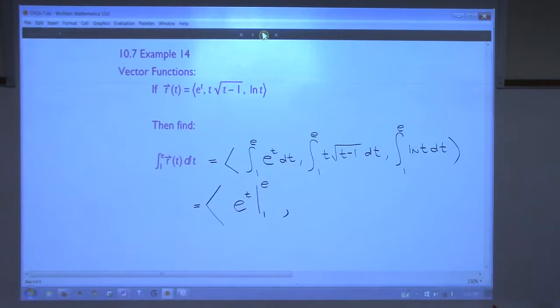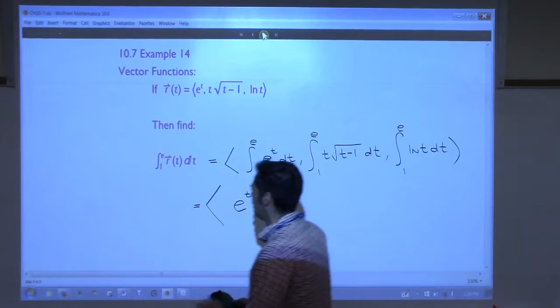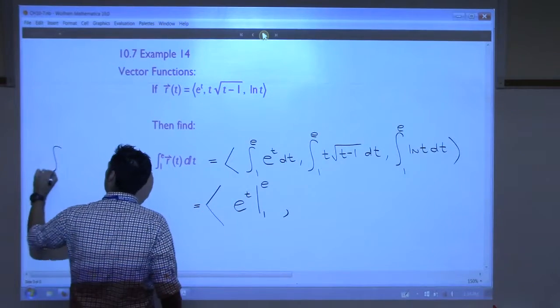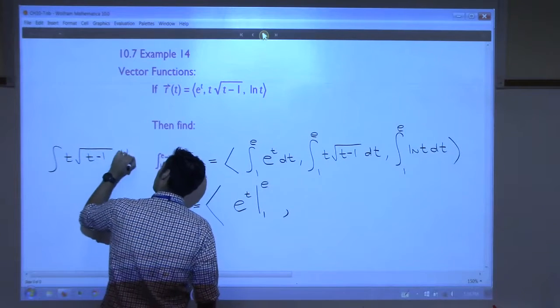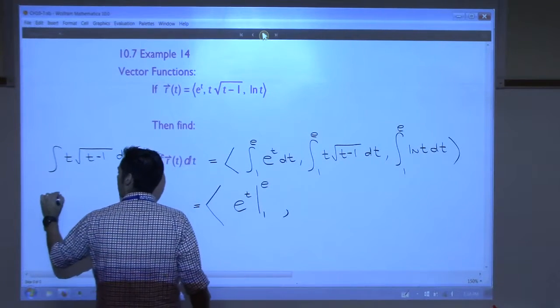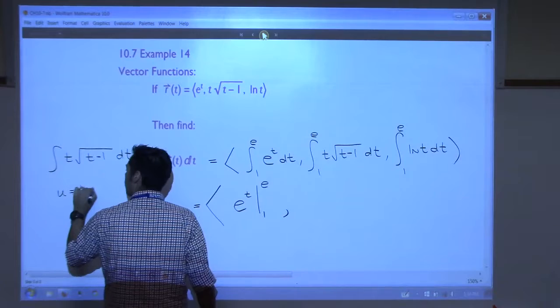Basic U substitution would work on this one, I think. Hold on. Let's see it. Let's do it over here. If I'm trying to integrate t root t minus 1 dt, then I can make a basic substitution. U is t minus 1.